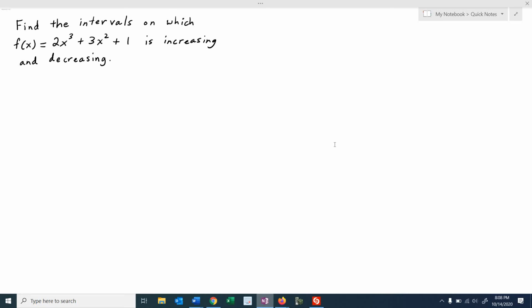Okay, so here we have a function, and we want to know on which intervals the function is increasing and decreasing. Here's how we're going to do this. First of all, we're going to have to take the derivative. The test requires us to find the derivative of this function. Let's find the derivative first. Now the derivative of this, of course, is 6x squared plus 6x.